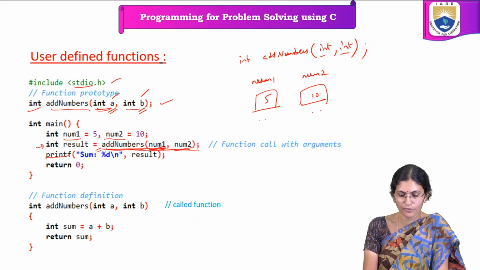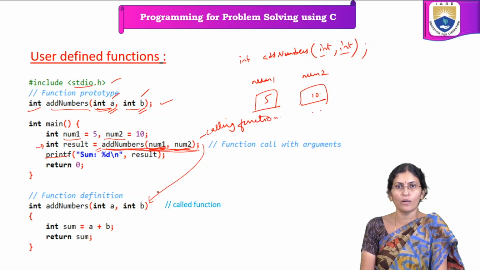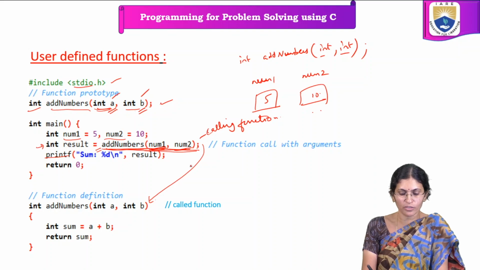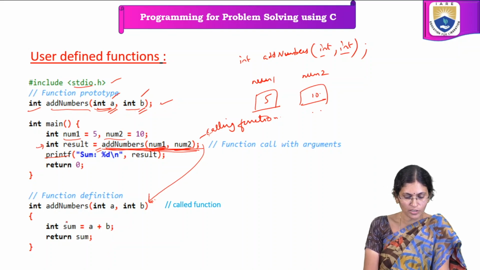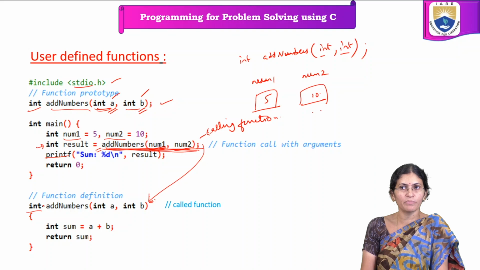Whenever the compiler sees this statement, the control is automatically transferred here. This is the calling function, and this one is the called function. There is communication between the calling function and the called function. Whenever the compiler sees this line, control is transferred to this line. This is the function definition, where we actually define what the function is doing. Here in the function definition, the return type is integer.